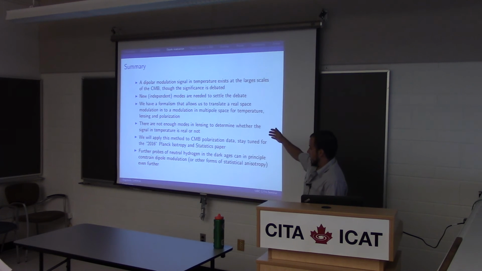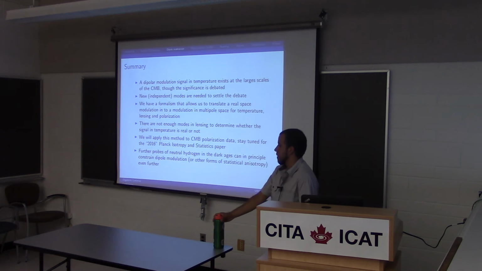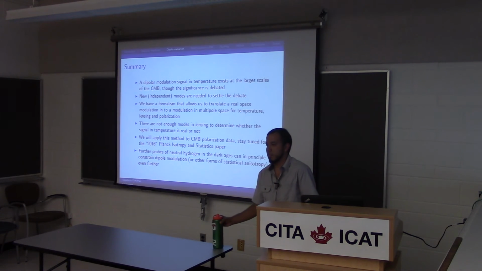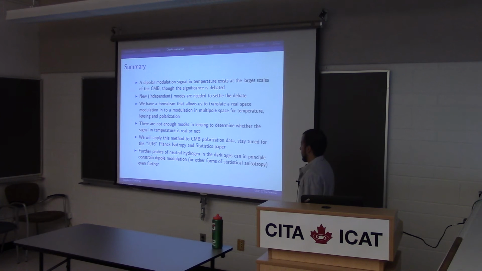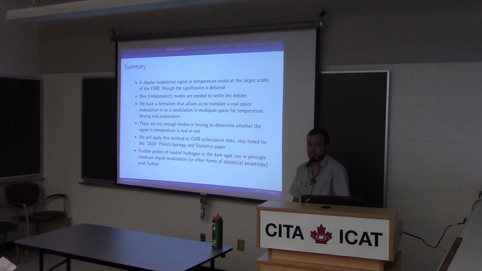So we have this formalism that lets us do that. And we've shown that CMB lensing can't help you out. We're working on trying to figure out what Planck polarization will be able to do. So stay tuned for the 2016 Planck isotropy and statistics paper. And if you're super ambitious, we're also looking at 21 centimeter as an option for constraining this, or any sort of statistical anisotropy that could exist.